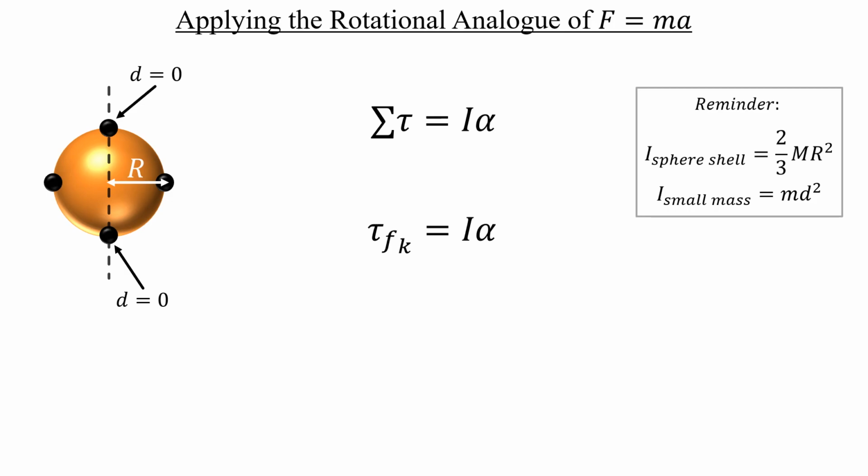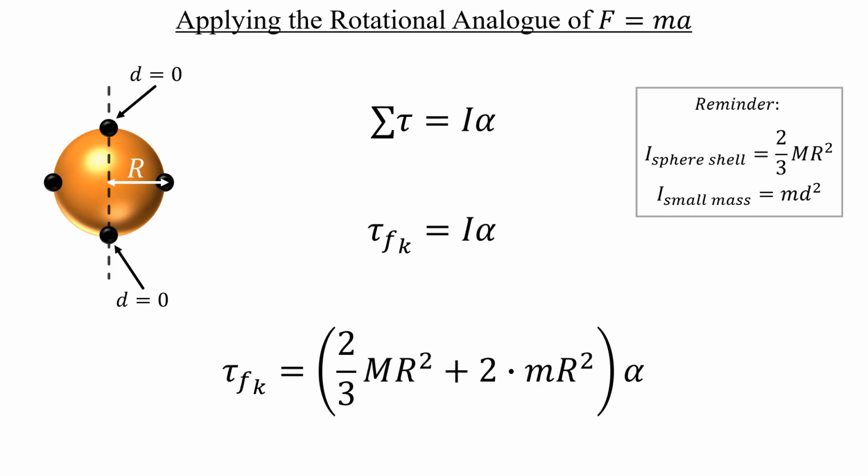This means the capital I in our sum of torques equation is the moment of inertia sum of the spherical shell and the 2 small masses along the side.